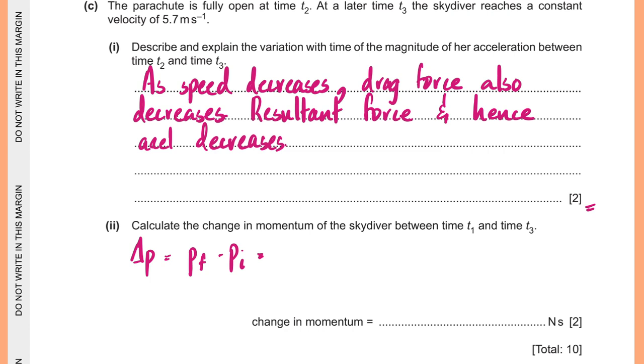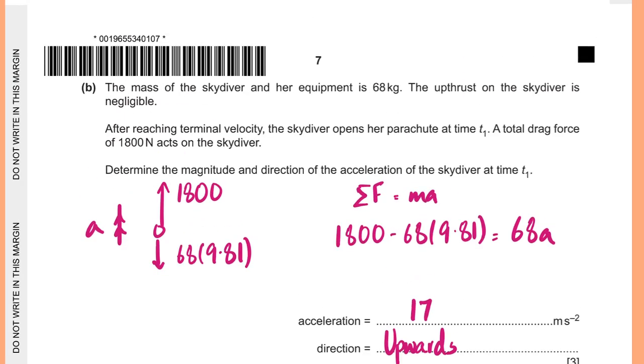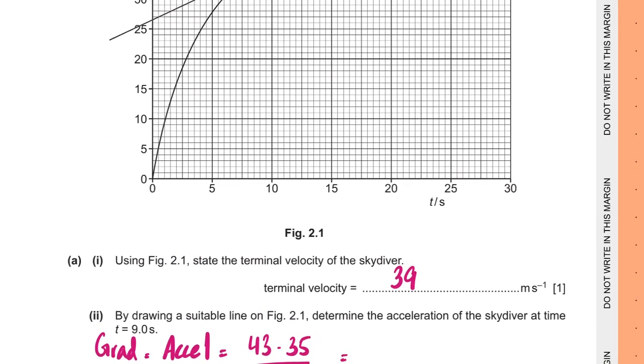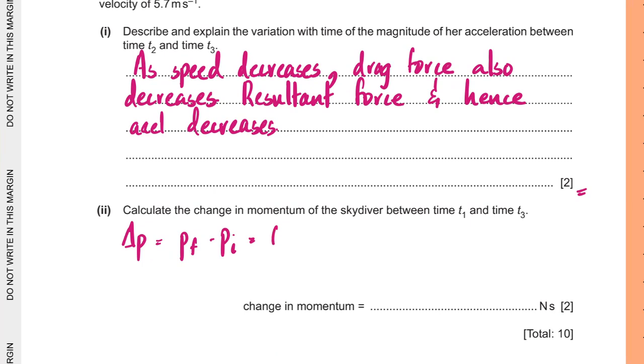So the mass of the skydiver is 68, and initially the speed was 39, right? So it's at T1, and then it's 5.7 afterwards. So PF would be 68 times 5.7, mv, right? Mass times final velocity minus 68 times 39, which is the initial velocity. So this turns out to be negative 2300 Newton seconds. Corrected to SF. Let's go on.